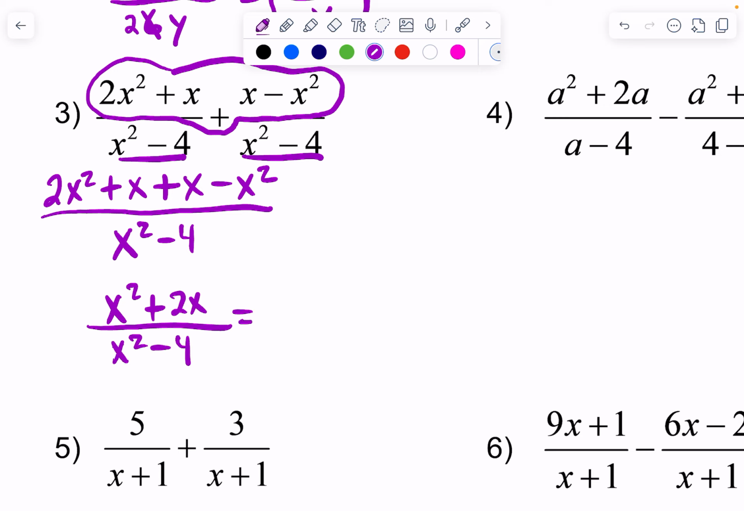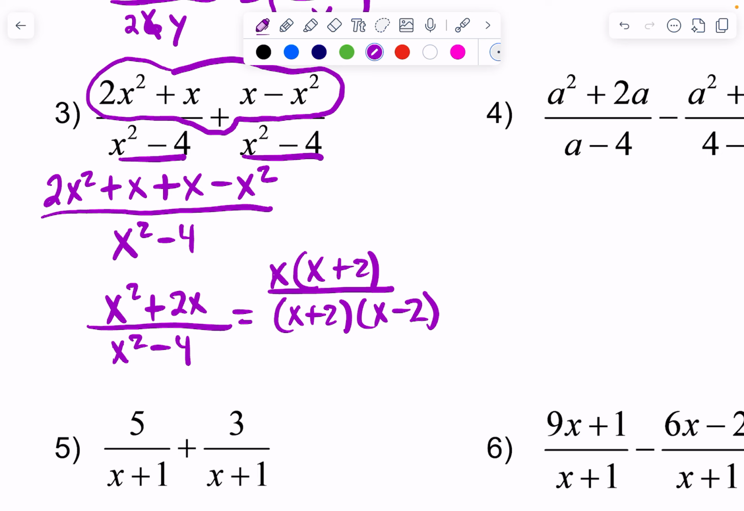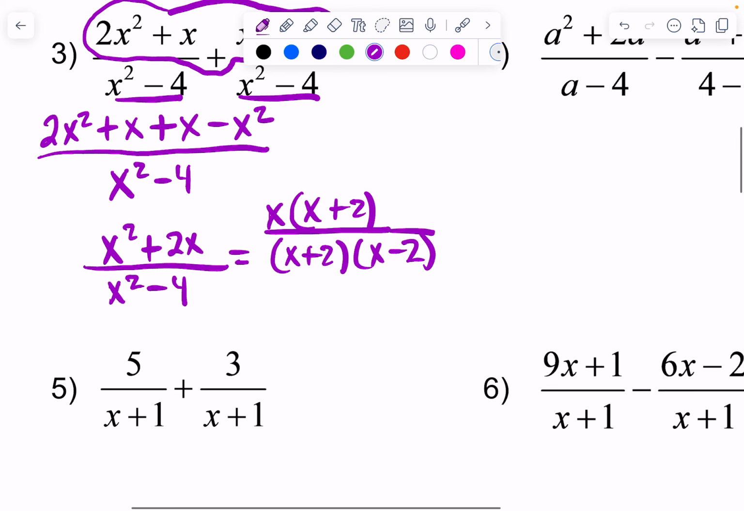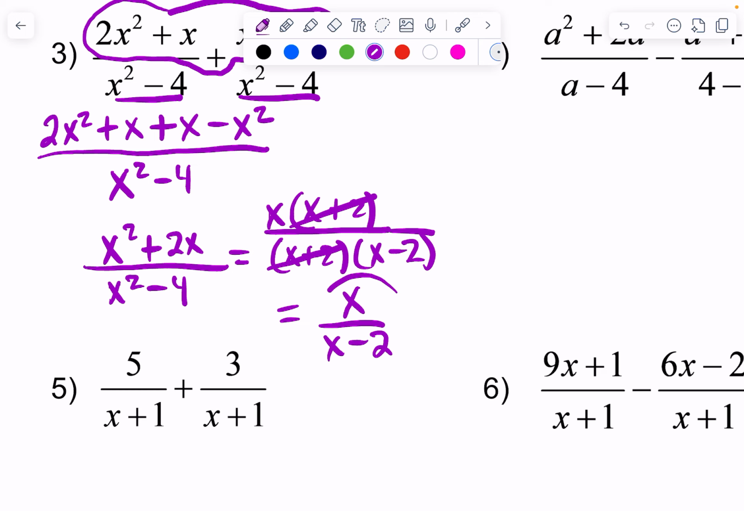Let's go ahead and factor an x from the numerator. Let's factor the denominator. It's a difference of squares. And then if you notice, we can go ahead and cancel out the x plus 2, both in the numerator and denominator, leaving me with x over x minus 2.